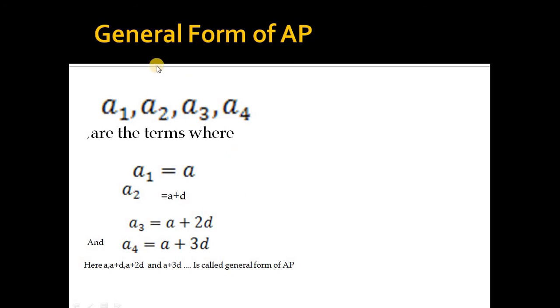General form of AP: to understand it, we can see a1, a2, a3, a4. Technically we say these are the terms: first term, second term, third term, fourth term. Here a1 is equal to a, the first term. The second term is the first term plus the common difference. The third term is the first term plus 2 multiplied by d, and a4 is equal to a plus 3d. So these are the general form of AP: a plus d, a plus 2d, a plus 3d.